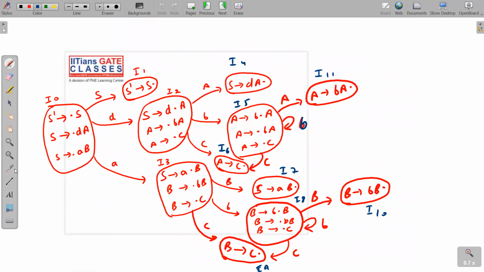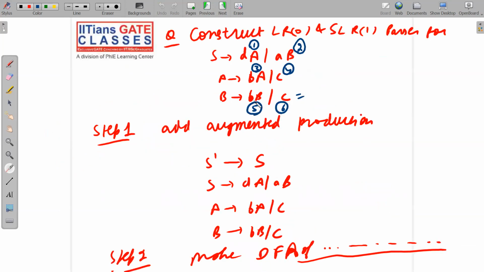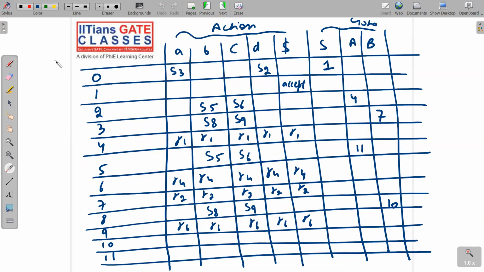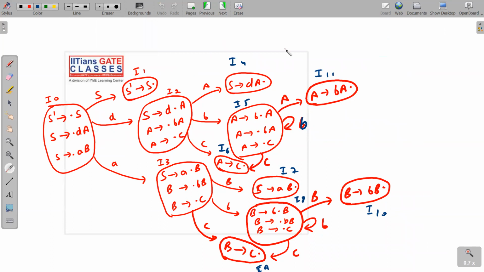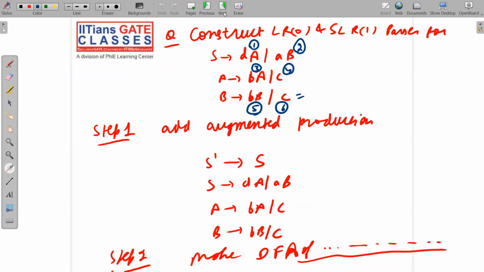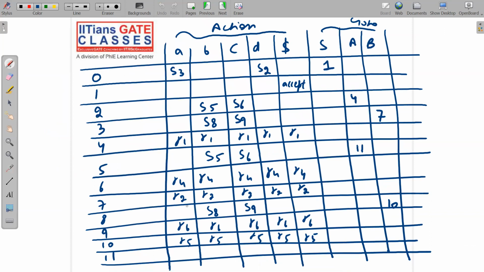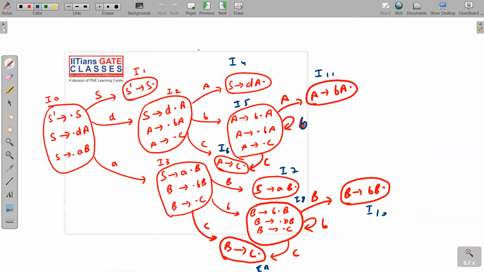State 10. State 10 is a final item, and 11 is also a final item. So 10 is what? R5. Okay. 11 is what? A goes to BA dot, that is 3. So R3, R3, R3. That's it. Okay, so this is my table for this.